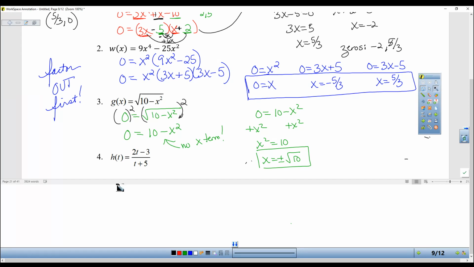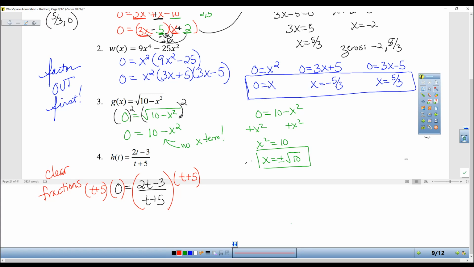Okay, last one, finding zeros. So remember, to find a 0 means to set it equal to 0. So I set it equal to 0. And then this one is about clearing fractions. Clearing fractions means the problem looks hard and scary because it has a fraction in it. I can get rid of that fraction by multiplying both sides. As long as you do it to both sides, it's always okay.